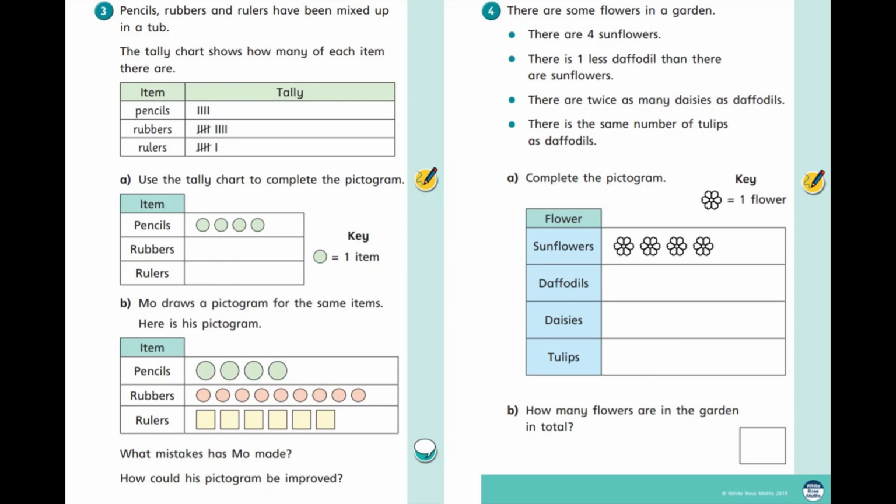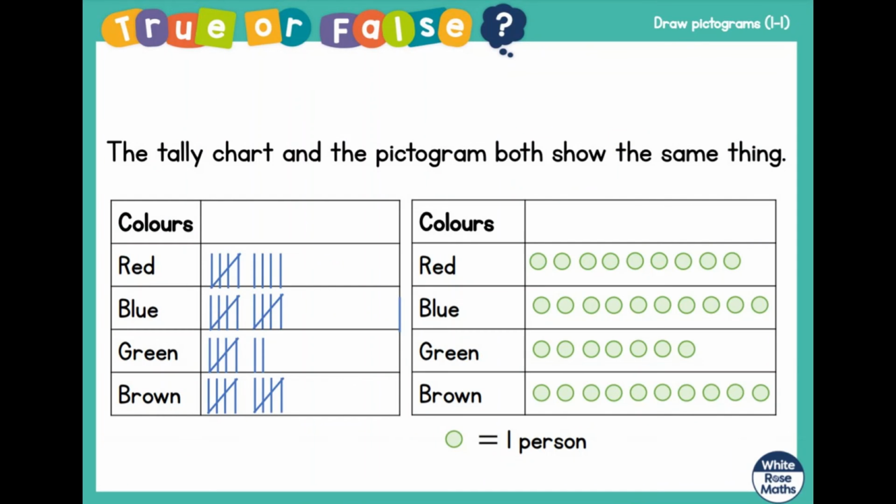And then finally on number 4, there are some flowers in a garden and they've given you some statements there. Using the key carefully, work your way through the chart and use that flower there to show how many daffodils, daisies and tulips they have, and then altogether how many flowers they had in the garden in total.